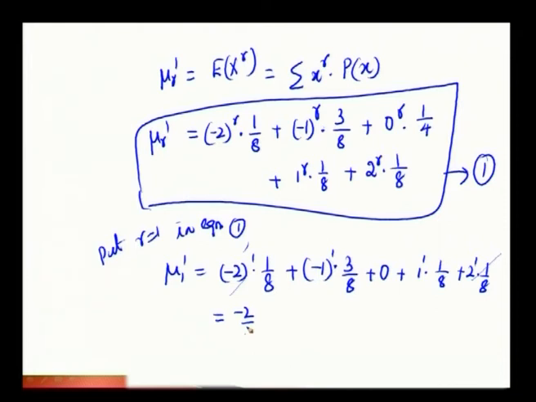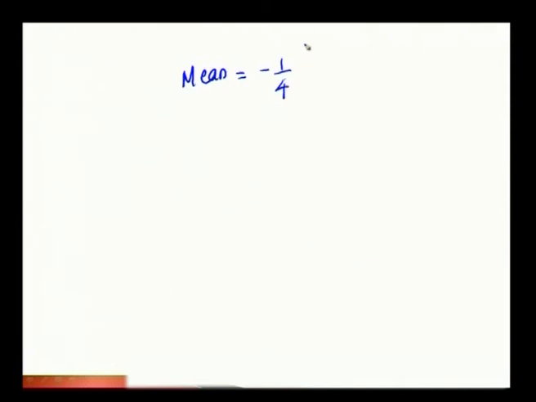Minus 3 plus 1 is minus 2 by 8. So, mu 1 dash is equal to minus 1 by 4, which is nothing but the mean. So, mean is equal to minus 1 by 4. We have got the answer, right.